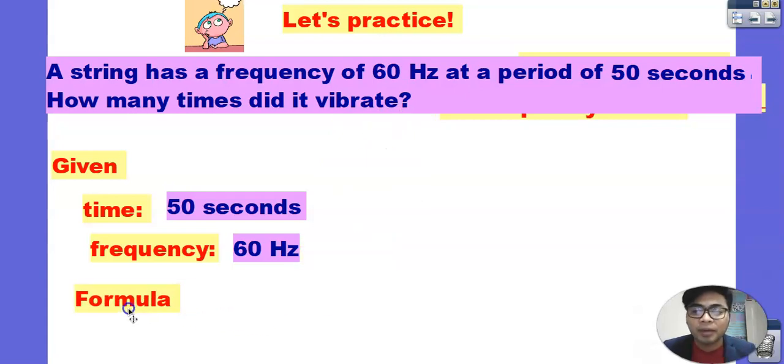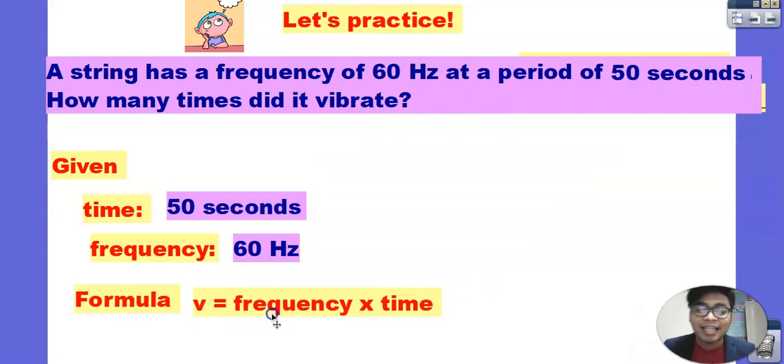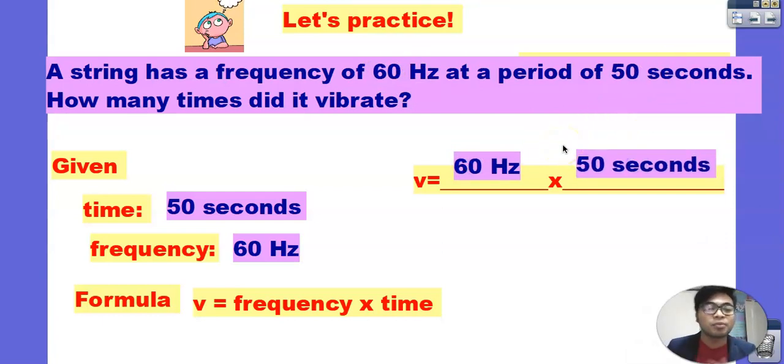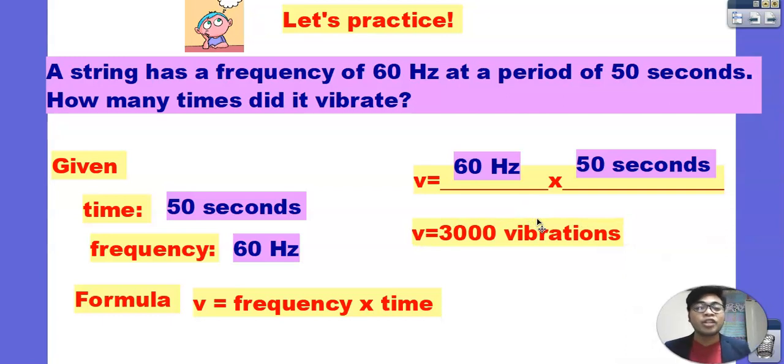So we're going to write the formula. I want you to take note of this, hit the pause button and write it in your notes. V, which stands for vibration, is equal to frequency times time. We substitute the values: frequency is 60 hertz and time is 50 seconds. All we need to do is multiply 60 by 50, and that gives us a vibration of 3000. So to produce 60 hertz of frequency over 50 seconds, the string has vibrated 3000 times.